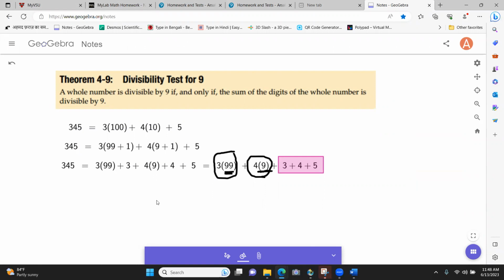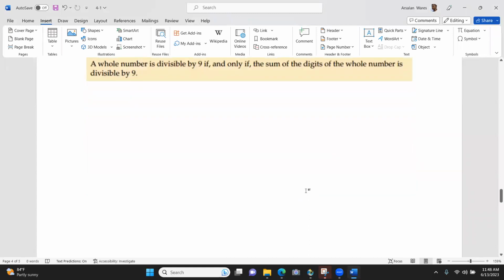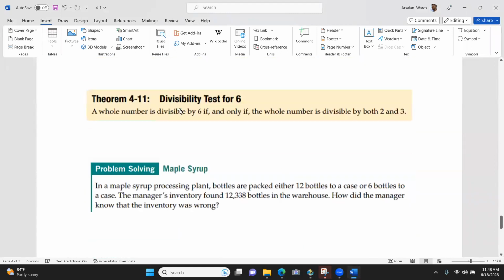Same thing as 3. What about the divisibility test for 6? The divisibility test for 6 is if the whole number is divisible by both 2 and 3. So remember the test for 3, if the sum of the digits is divisible by 3, the whole number is divisible by 3. If the number is even, it's divisible by 2. So any even number, if you add all the digits and you get a number that's divisible by 3, it's divisible by 6.